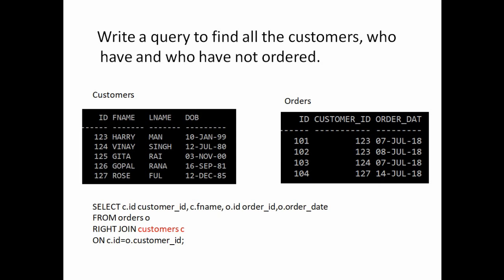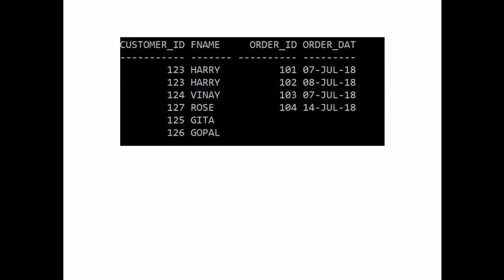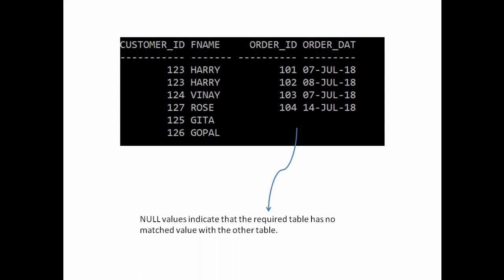So both the queries will give you the same output, and the output is this. Here the null values indicate that the required table has no matched value in the order table, so there are null values in the resulting table.